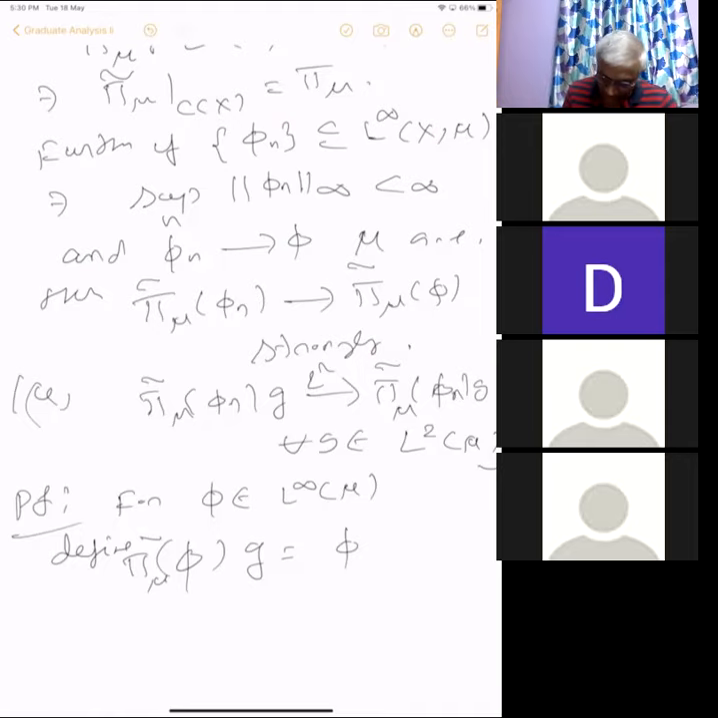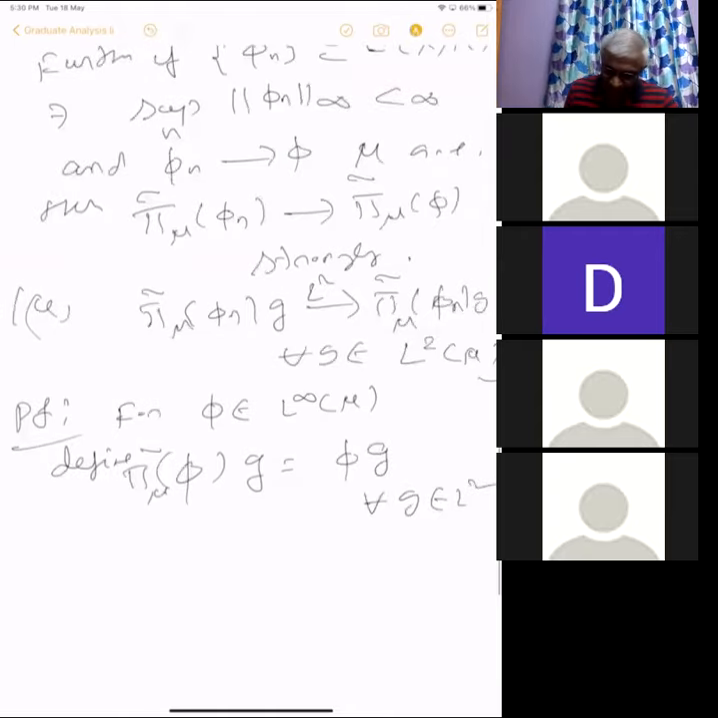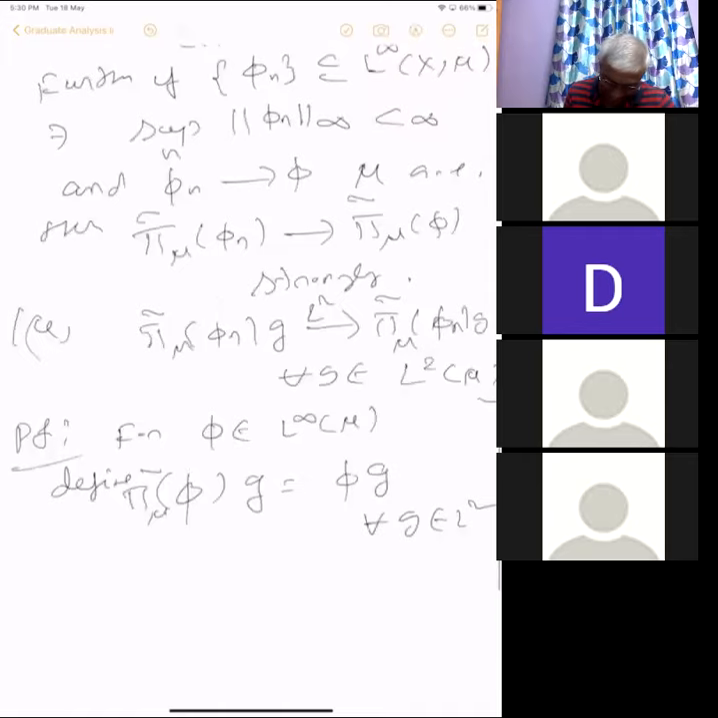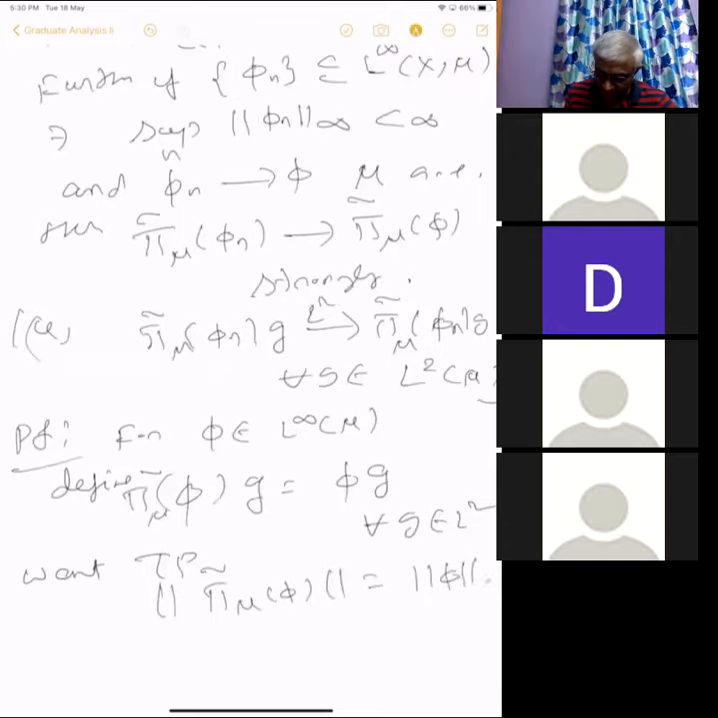So we can talk about this for all g. We have already proved that it is less than the L infinity norm, so this is certainly true. This is a representation and it's contractive. I want to prove that it's actually isometric. So we want to prove that the operator norm of pi mu tilde phi is the same as the L infinity norm of phi.